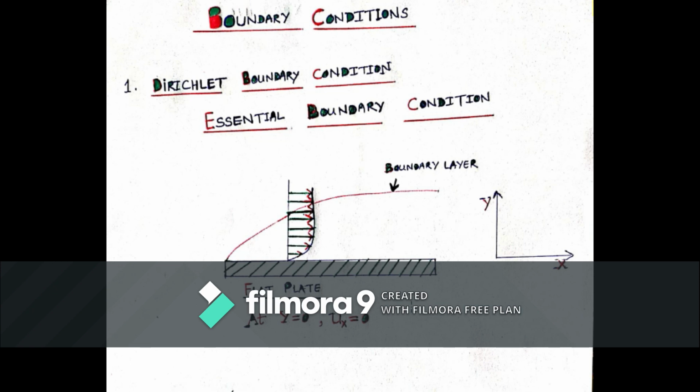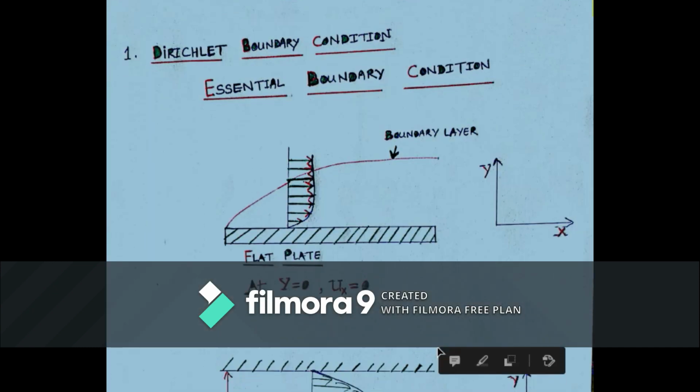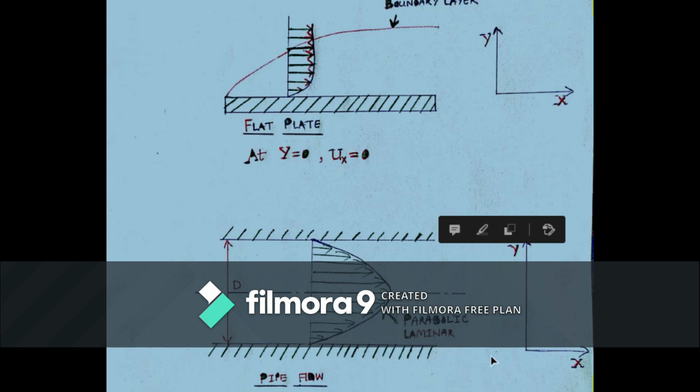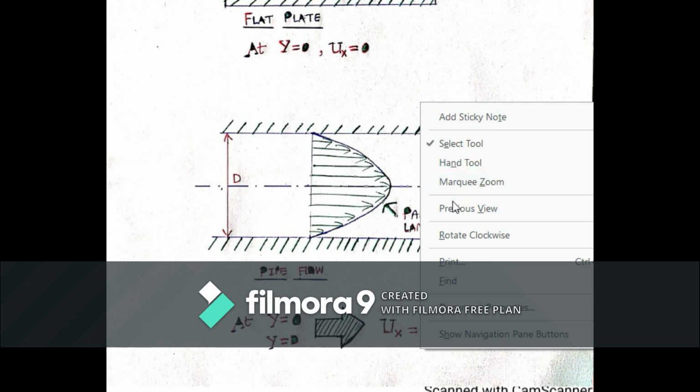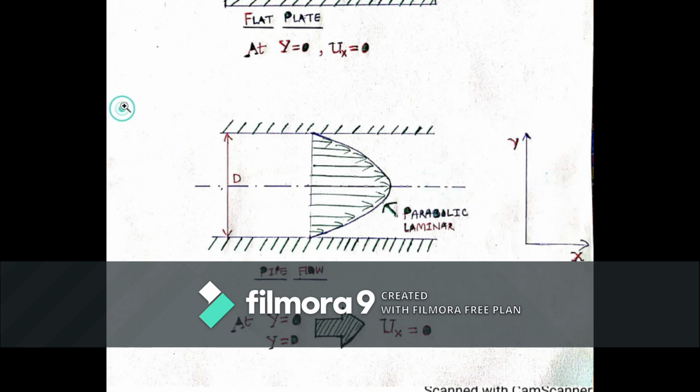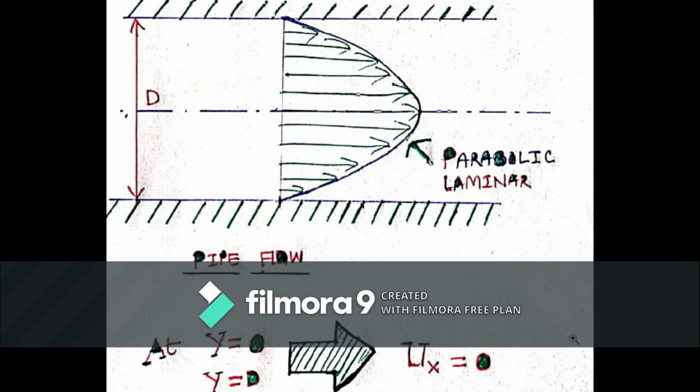Let's take another example of a pipe flow. Here you can see, better I will zoom this. Here you can see this parabolic nature of velocity. This is for a laminar case, and this is your y direction, and this is your x direction.